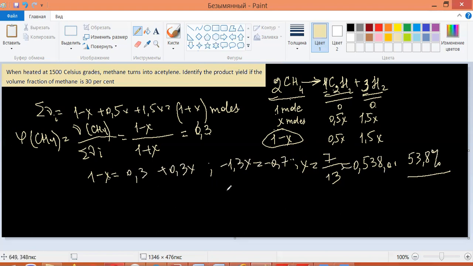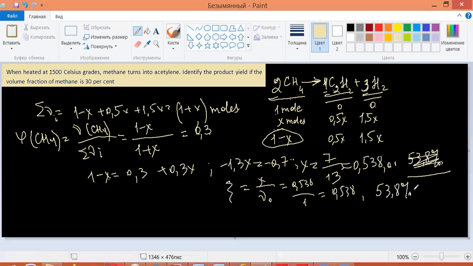And the outcome, or as we say, the product yield, equals x to the initial amount of the reagent. We know that x equals 0.538 divided by 1, and that means 0.538, right? Or in percent terms, it's 53.8%. That's the answer.